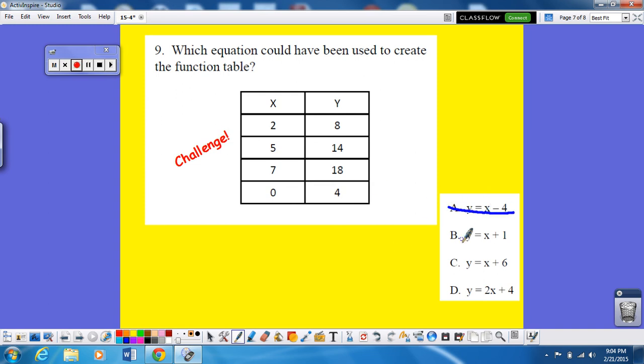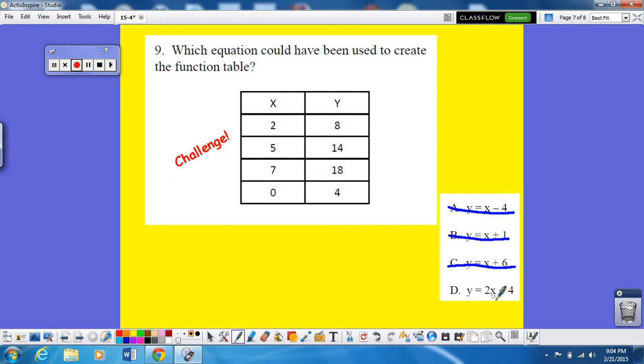Let's try B. Y equals x plus 1. If x is 2, 2 plus 1 does not equal 8, it equals 3. So that one's out. Y equals x plus 6. So 8 equals 2 plus 6. Yeah, that one works. Y equals 5 plus 6. Nope, 5 plus 6 is 11. That doesn't work. So it's got to be this one.